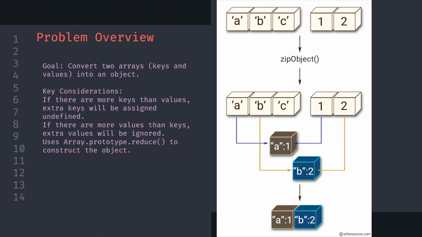Our function should ensure that each key from the first array is assigned the value from the second array. If there are extra keys, they should have undefined, and if there are extra values, they should be ignored.